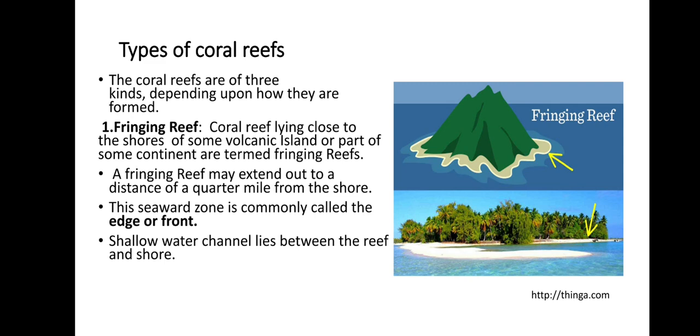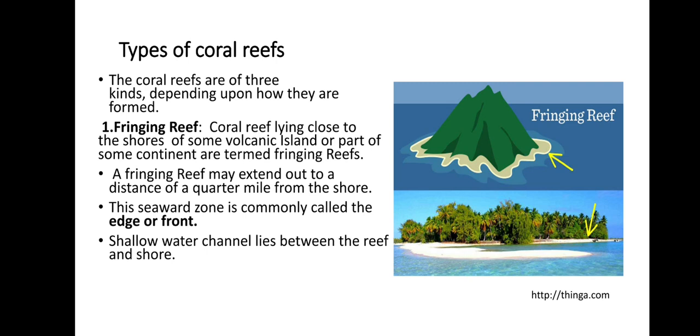The first one is the fringing reef, forming a fringe; that's how the name comes. In this case, the coral reef, those mounds of calcium carbonate or limestone secreted by these polypoid stages, are present very close to the island. That island is, most of the time, a volcanic island, or even sometimes a continent. These reefs are very close to such islands, and here they might extend about a quarter mile.